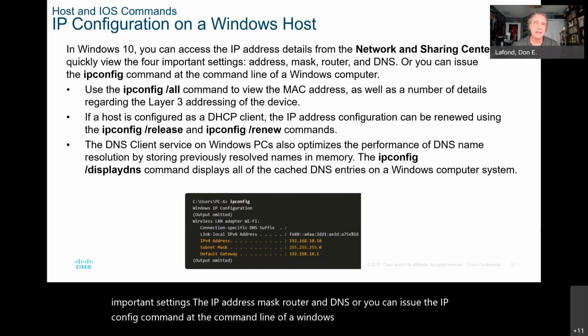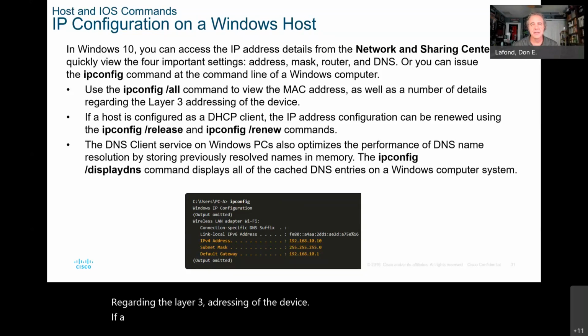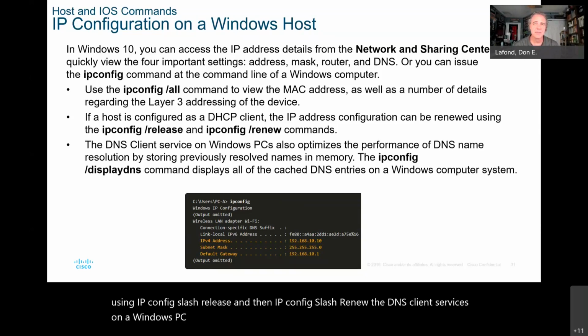Use the ipconfig /all command to view the MAC address, as well as a number of details regarding the layer 3 addressing of the device. If a host is configured as a DHCP client, the IP address configuration can be renewed using ipconfig /release and then ipconfig /renew.